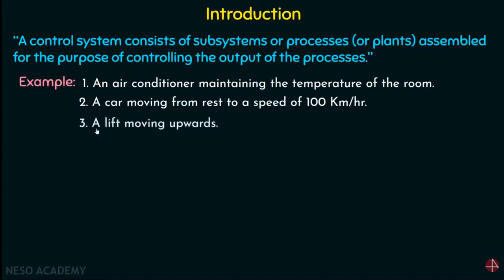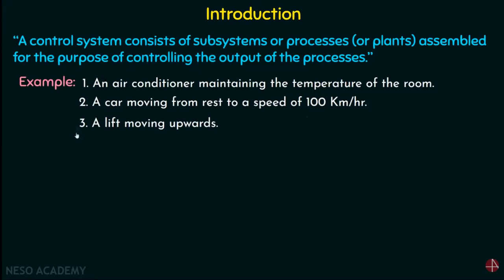Example 3, a lift moving upwards. Now in this case, the lift is the control system and the desired floor of the building is the desired output. So all these are the control systems controlling their respective outputs. So now we are done with the statement of control systems and we have understood some of the examples.